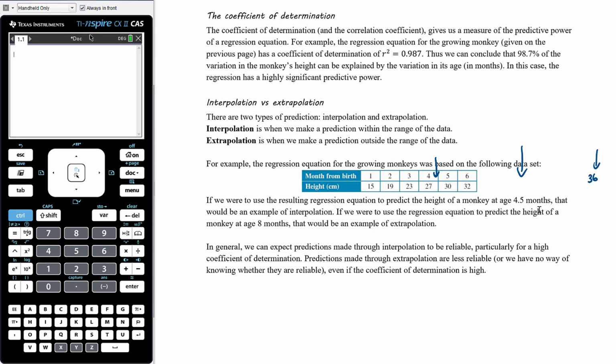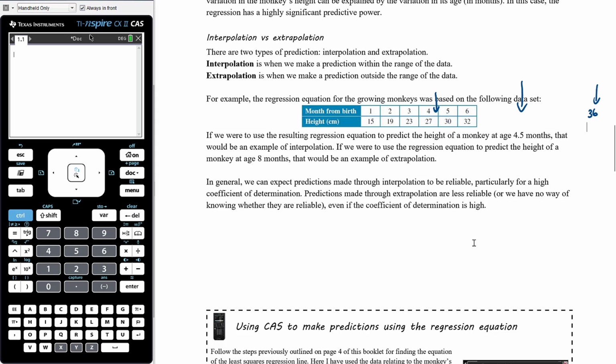Okay. So in general, we can expect predictions made through interpolation to be reliable, particularly for high coefficient of determination. Predictions made through extrapolation are less reliable. That is, we don't really have a way of knowing if they're reliable or not, even if we have a high coefficient of determination, because the data could change very significantly after that. Perhaps it's linear within this range and then it's non-linear and it really drops away or something changes, and so therefore our linear model becomes irrelevant outside of this data set. So generally speaking, when you've got questions in a test or an exam that ask you about the reliability of the prediction, they're probably looking for you to make reference to whether the prediction is an interpolation or an extrapolation.